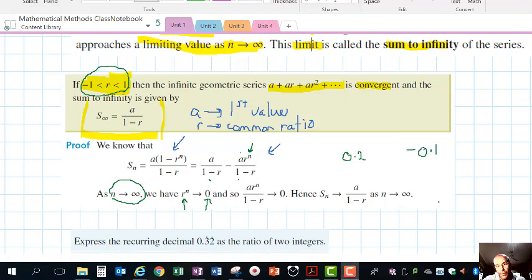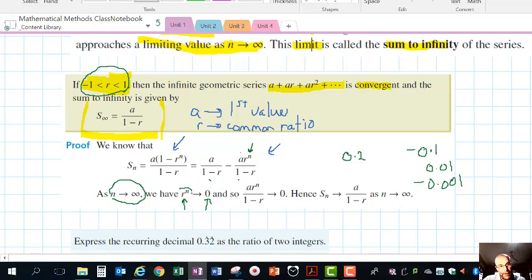Alright, if we've got -0.1, and we square it, -0.1 squared is positive 0.01, and then times that by -0.1 again, and we get -0.001. So it alternates between positive and negative, but look, it's getting smaller and smaller. It's still approaching 0, but from the other side. So they do approach 0.